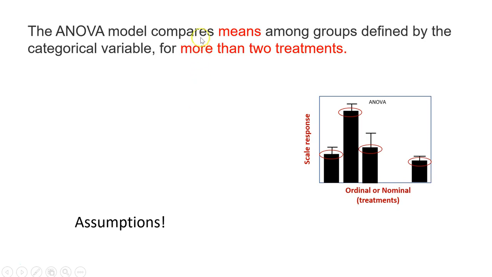So the ANOVA model compares the means among groups defined by the categorical variable. So similar to a t-test, you're comparing means and the difference between these means based on some kind of categorical variable. In the case of the ANOVA, you're comparing this for more than two treatments. And remember that you need to check the assumptions of the ANOVA before you can perform it, and to check on those, go back to that general ANOVA video that I've already covered.